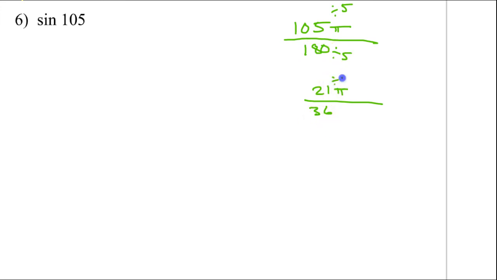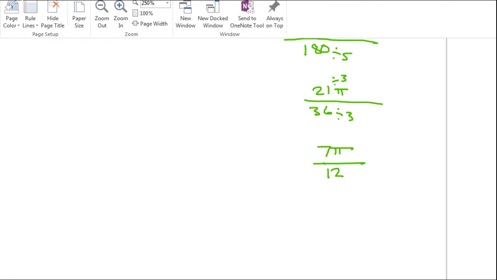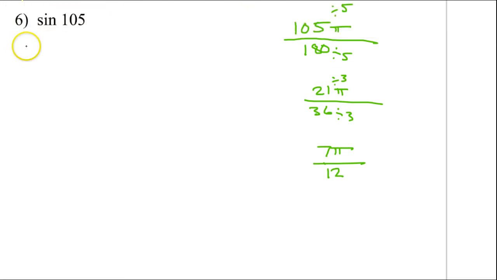Now both of these are divisible by 3. So I'm going to do that. That's going to make 7 pi over 12. Now I have radians. So this problem would be the same as having sine of 7 pi over 12 radians. I'm going to use this for the rest of the problem.